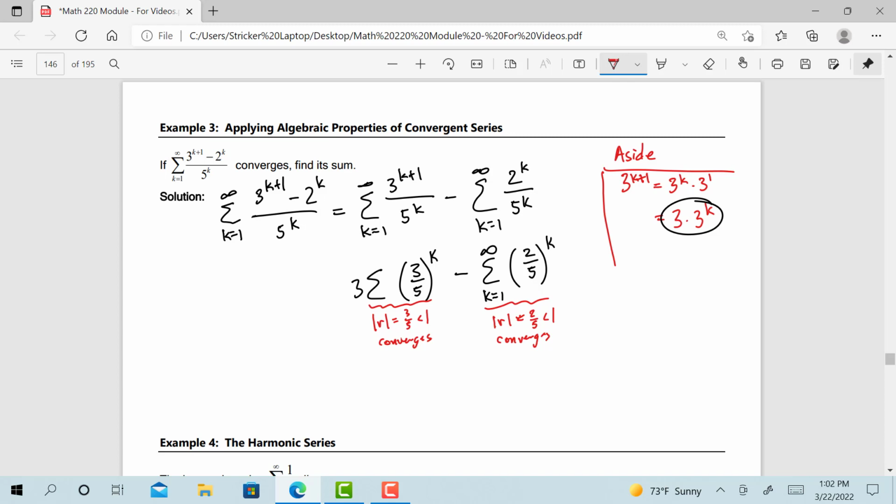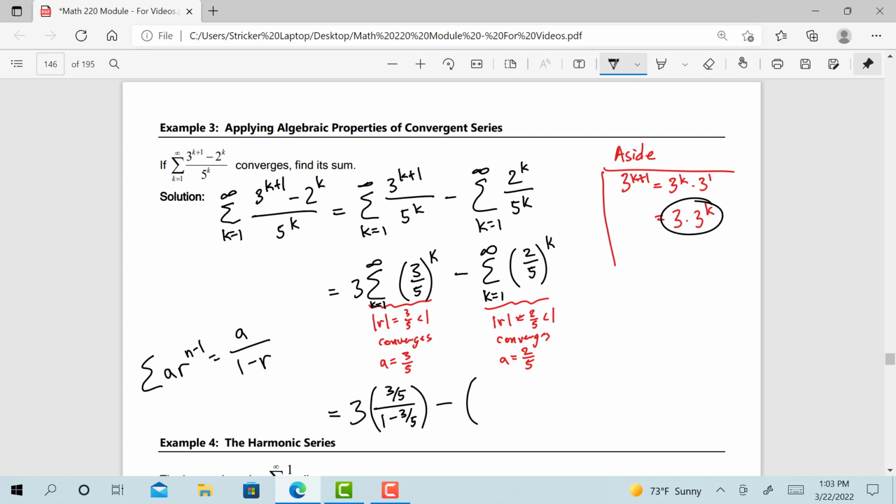For this first one, I didn't write it, but this is k equals 1 to infinity, right? So when k equals 1, the first term is 3/5. So we have a equals 3/5, and likewise, the first term of the second geometric series is 2/5. So they both converge, which means we can use that sum formula on both of these. So this series is equal to 3 times what this convergent geometric series adds up to. Remember, a convergent geometric series, a times r to the n minus 1, is equal to a over 1 minus r. So a in this case is 3/5 over 1 minus 3/5. Then we have minus the sum of the second one. This is going to be 2/5 over 1 minus 2/5.